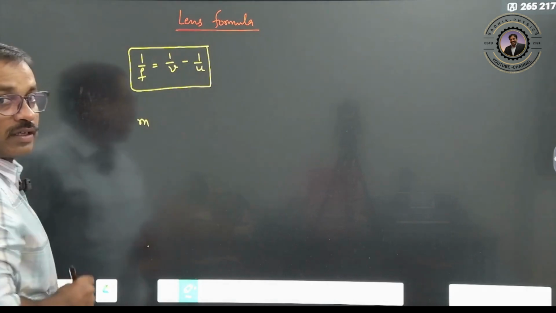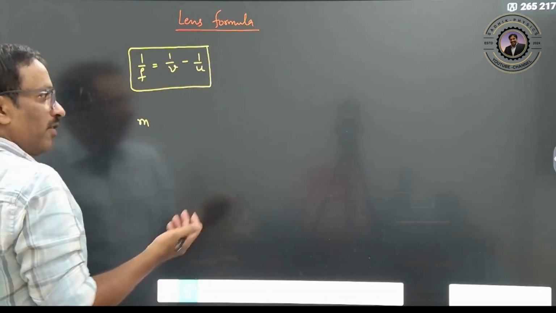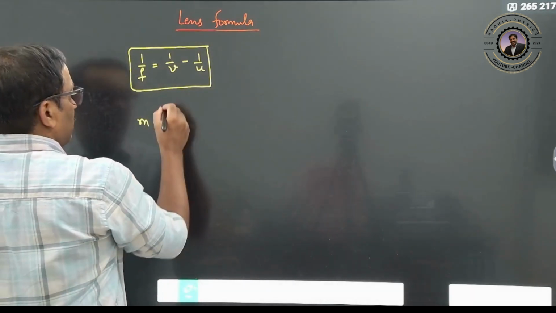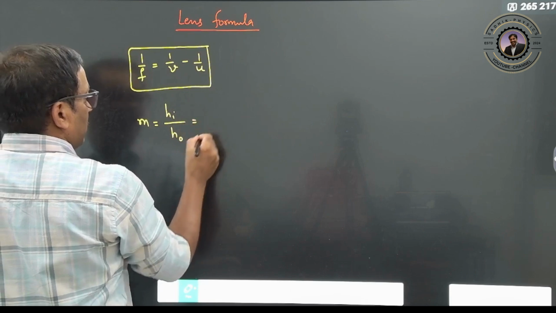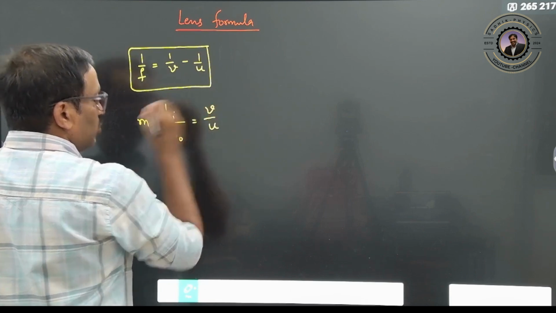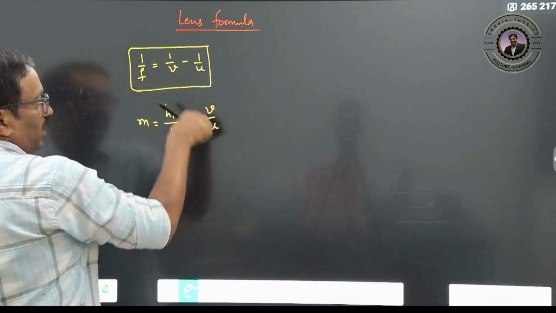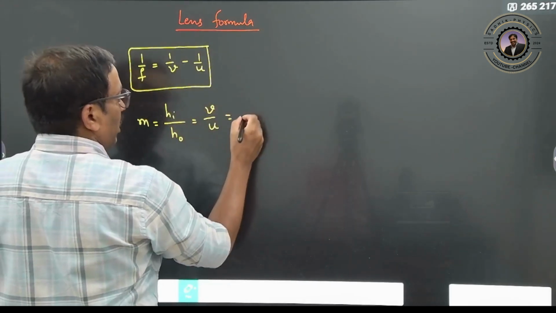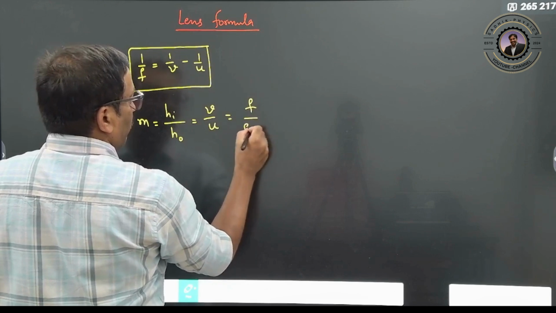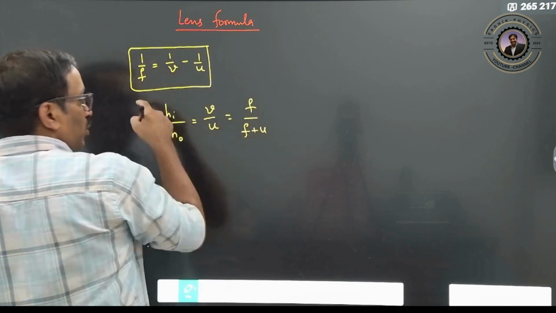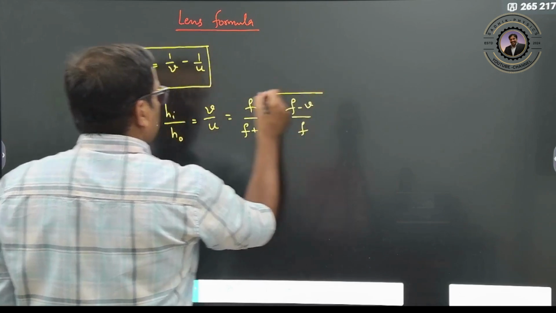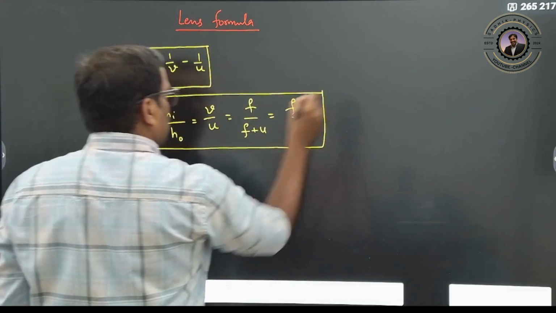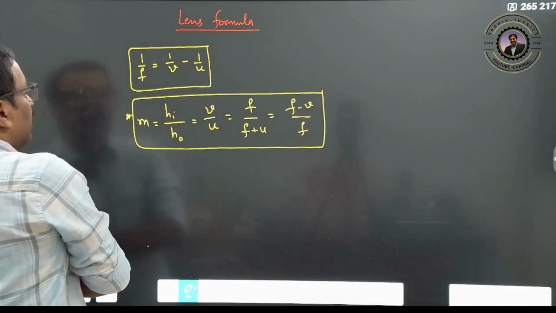Magnification, what is the magnification? It tells how much magnified or diminished the image is. So we can call it the height of the image by the height of the object, that will be equal to v by u. If you eliminate v, you can write f by f plus u. If you eliminate u, then f minus v by f. So these are the magnifications of your lens.